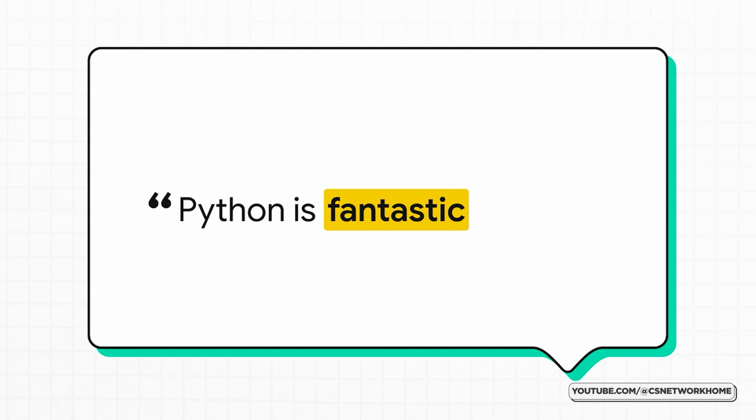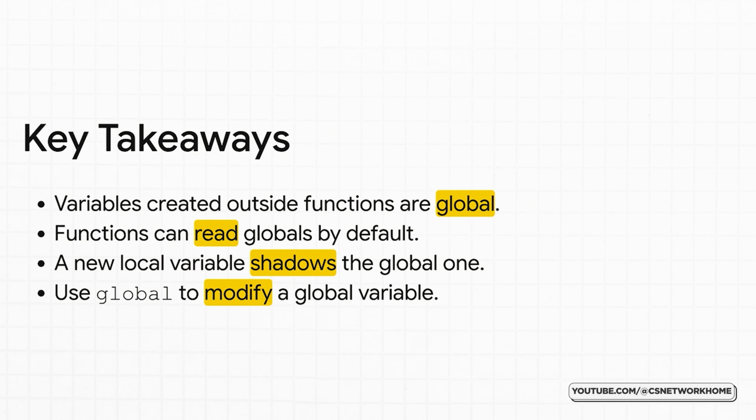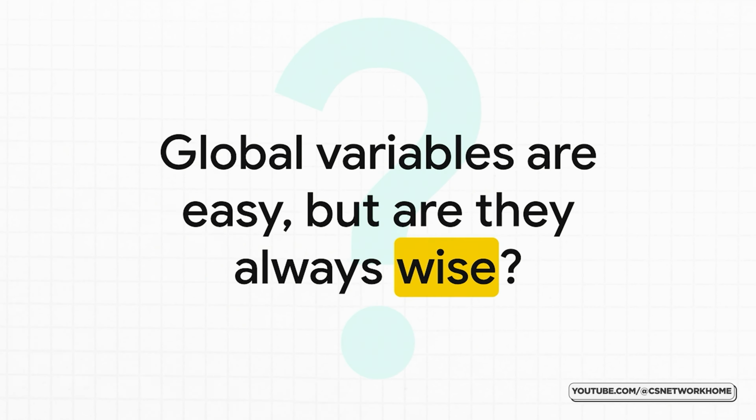Problem solved. So let's just do a quick recap of the rules of the road here. Variables you make outside functions are global by default. Your functions can read them no problem, but if you try to give a new value to a variable with the same name, you'll just create a local one that shadows the global one. And if you want to break that rule and actually modify the global variable, you have to explicitly use the global keyword to state your intention. So, mastering the global keyword is a massive step.